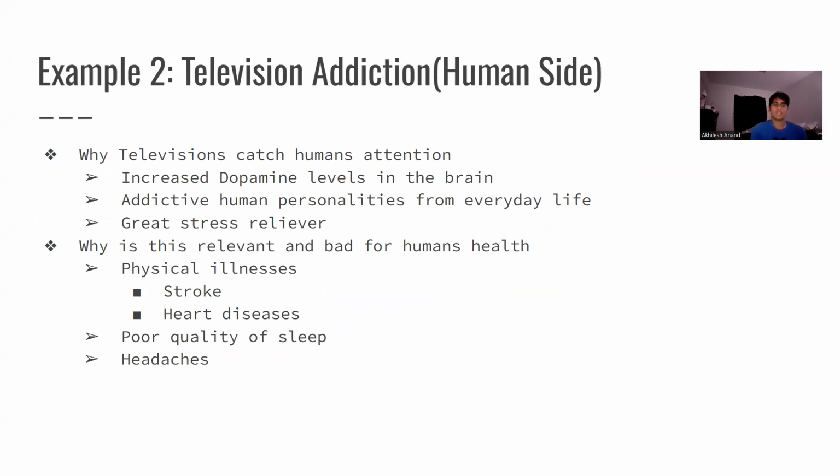So, television addiction, the human side. Why does television catch humans' attention? It increases dopamine levels in the brain. It causes addictive personalities from everyday life, and it's a great stress reliever for people. And why is this relevant and bad for human health? It causes physical illnesses: stroke, heart disease, poor quality of sleep, headaches, just to name a few.